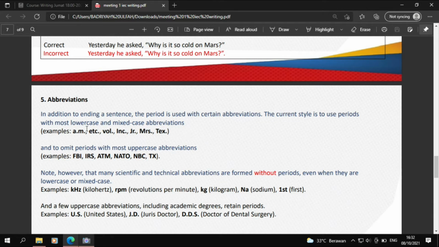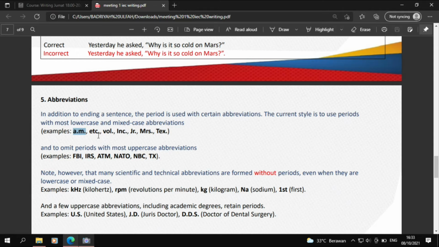For example, AM. AM itu jam ya. AM, PM, jam 12 malam sampai jam 12 siang AM. Jam 12 siang sampai ke jam 12 malam PM. Nah, setelah AM and PM itu harus ada titik dulu loh. Ya, bukan AM tapi A titik M titik. And also etc.